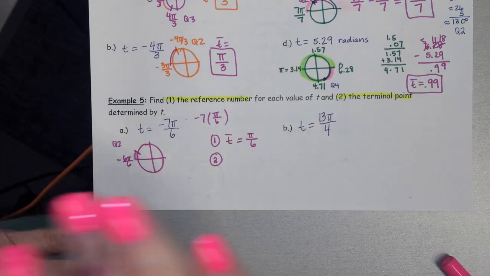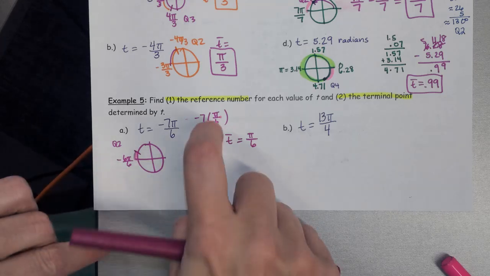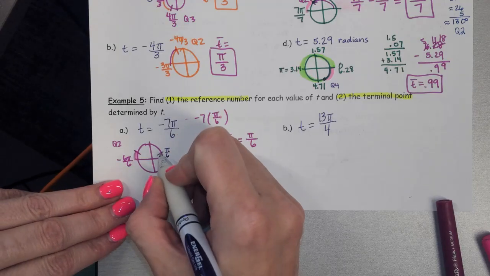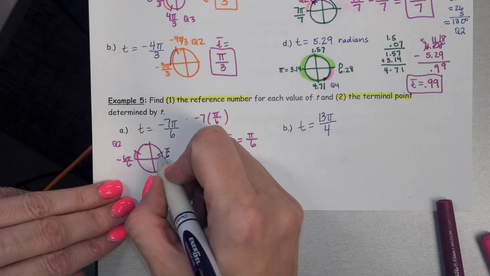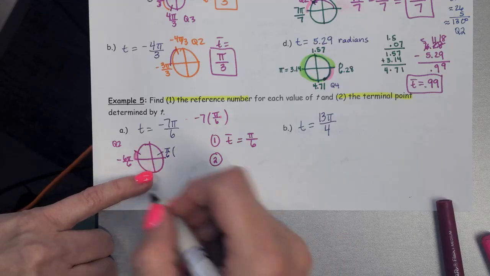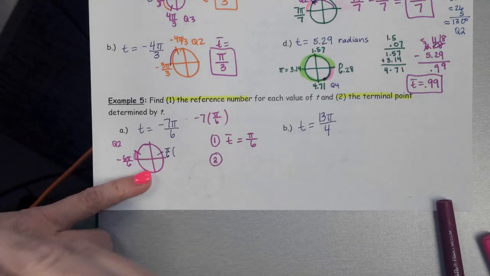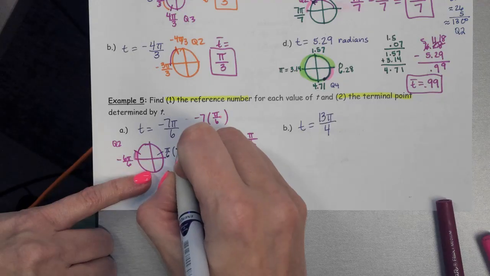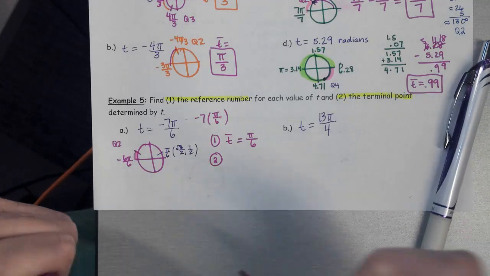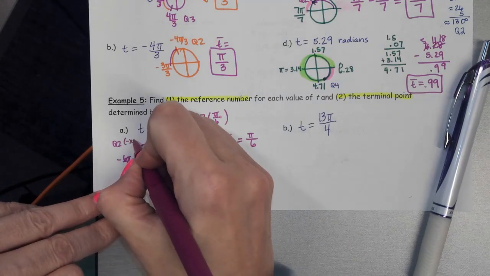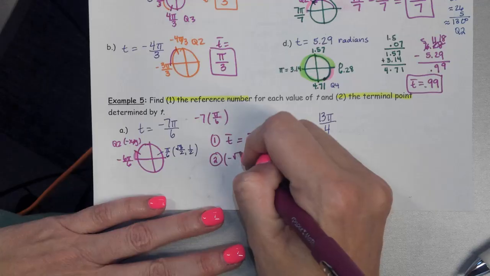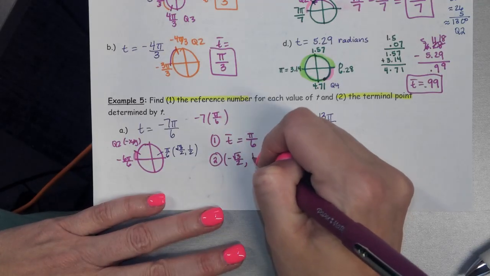Okay, now we're going to do the point. So your point is based on what pi over 6 is as your reference angle. Okay, so at pi over 6, you are at root 3 over 2, 1/2. And so we're going to adjust it for quadrant 2, which is a negative x and a positive y. So negative root 3 over 2, and then 1/2.